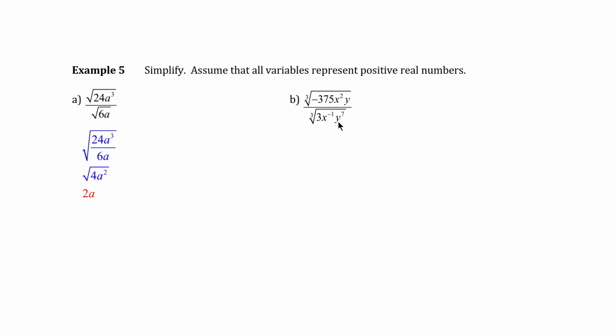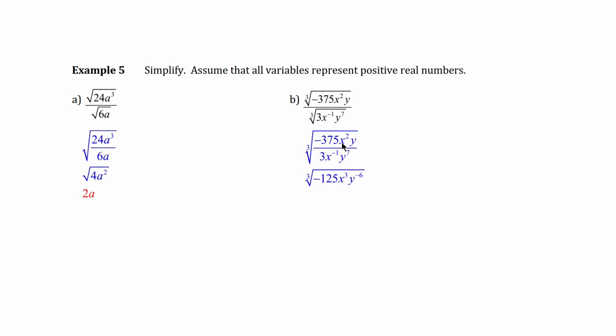Again, we're going to use the quotient rule to combine the two radicals into one radical. We get the cube root of negative 375 x squared y divided by 3x to the negative 1 power y to the 7th power. Next, we go ahead and do the division. Negative 375 divided by 3 is negative 125.